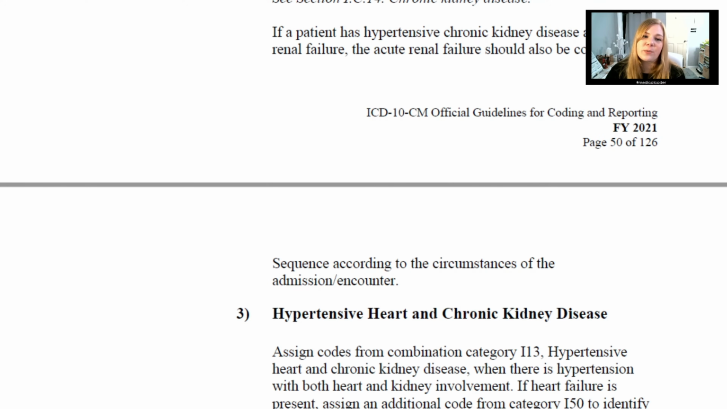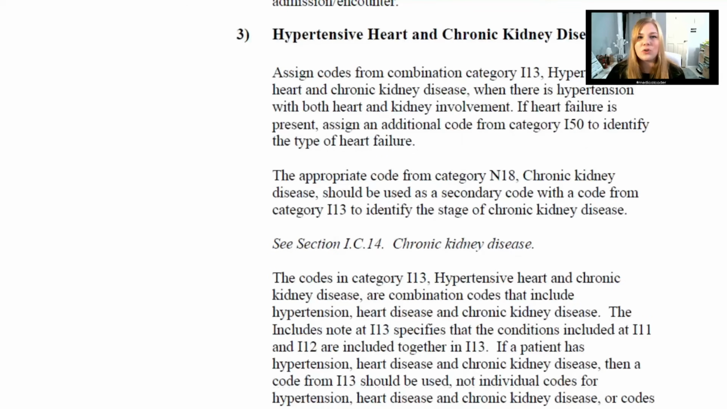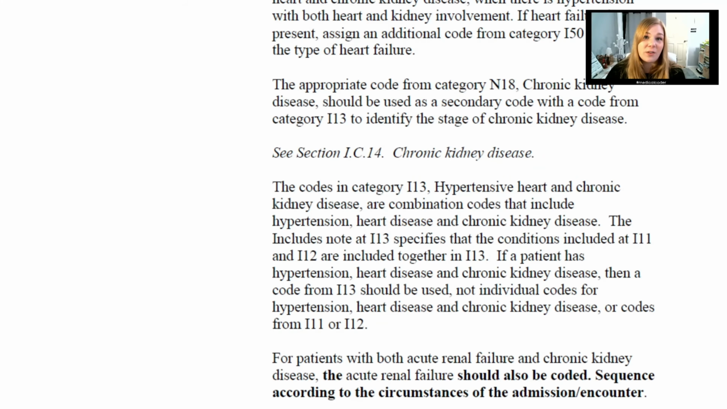If the patient has hypertensive chronic kidney disease and acute renal failure, then the acute renal failure should also be coded, and we're going to sequence according to the circumstances of the admission or encounter. Now, if the patient has all three of them, hypertension, heart disease, and chronic kidney disease, same cause-effect relationship, it is assumed to be hypertensive heart and chronic kidney disease, but we assign that to category I13, which is hypertensive heart and chronic kidney disease.